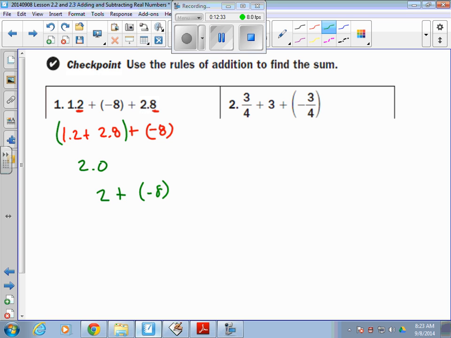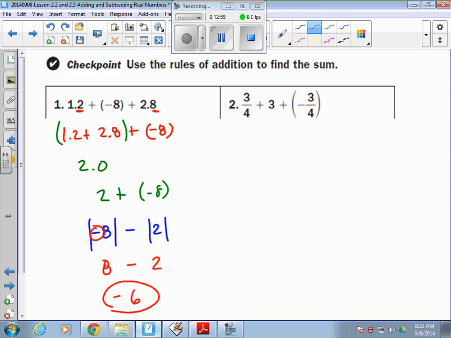Opposite signs. Subtract the higher absolute value. Negative 8 is a higher absolute value, minus the lower absolute value. The absolute value of negative 8 is 8, minus the absolute value of the other number. That gives you a difference, and then it says keep the sign of the higher absolute value. It was negative, therefore it's going to be negative.